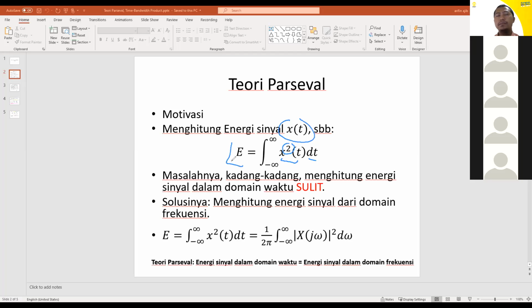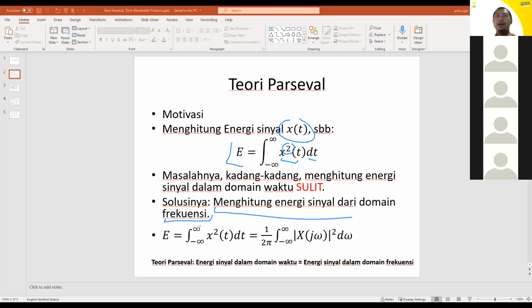And then the problem is sometimes computing the signal energy in time domain is very difficult, particularly if the signal is complex and complicated. We need to integrate maybe different parts with different functions, so it's going to be complicated. So another way is computing the signal energy from the frequency domain.